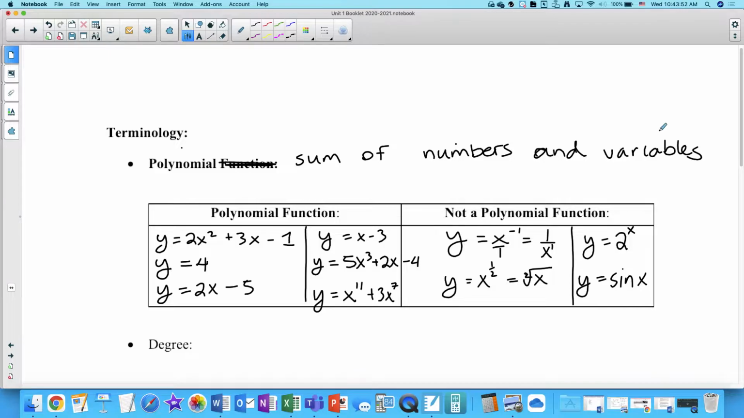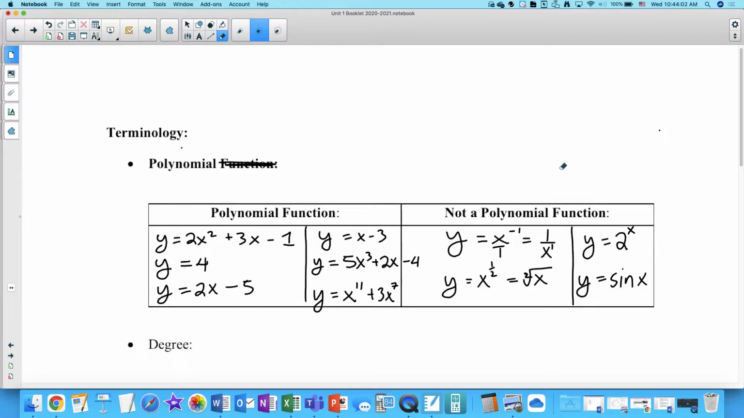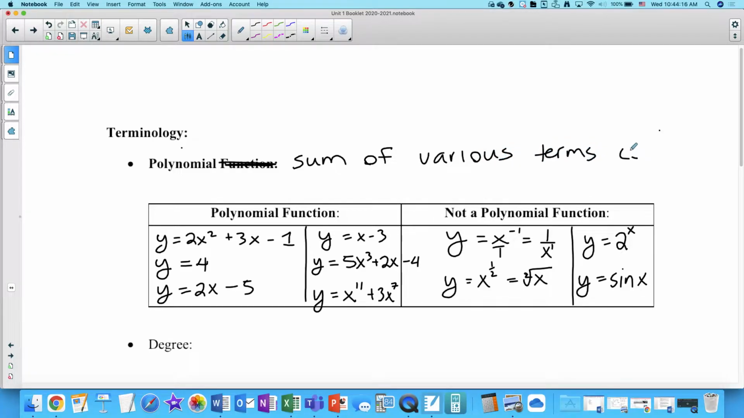1. Okay, now over here, you know what? Sorry, I don't like this definition. We're adding terms, right? But it's the sum of various terms consisting of, that's better, products of numbers and variables.